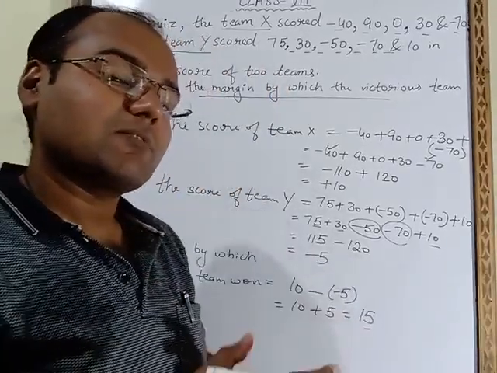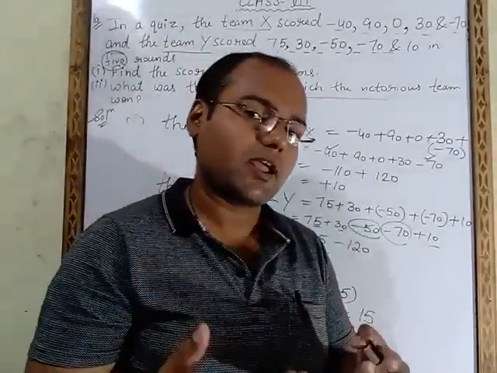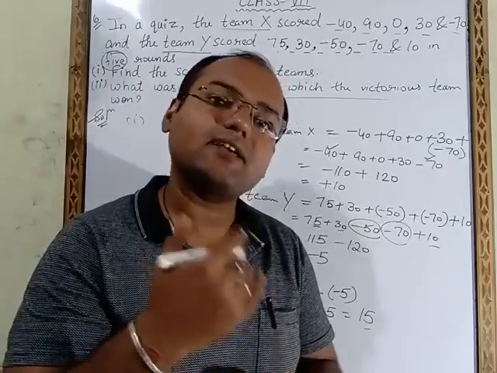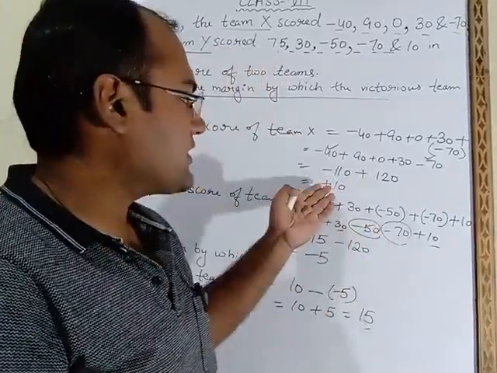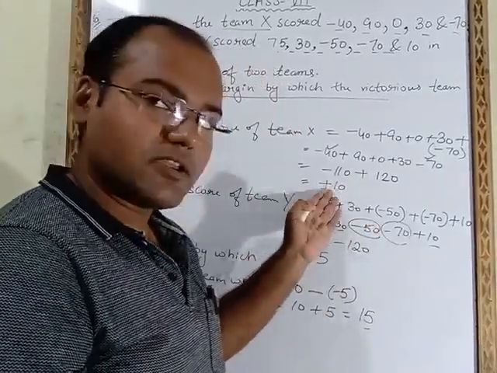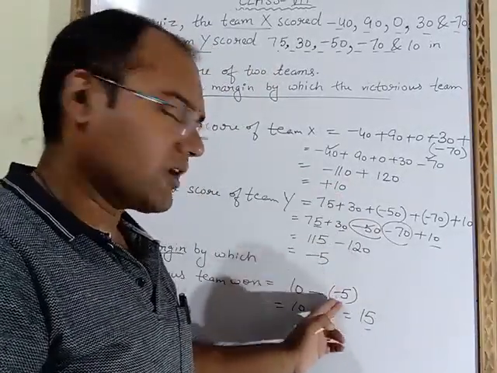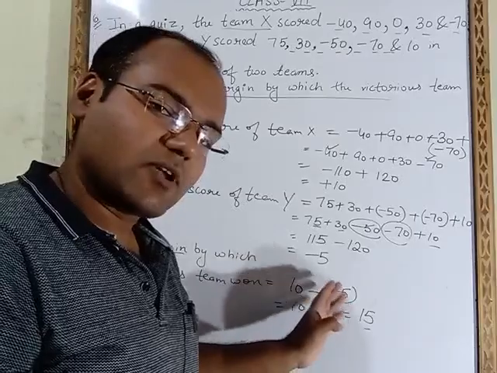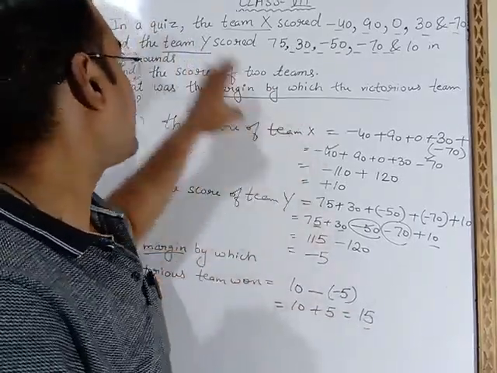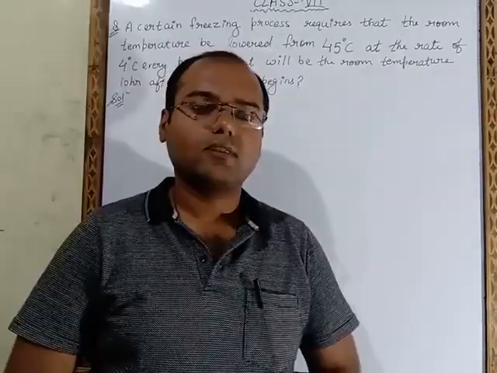So margin means we have to find the difference between the two scores. Difference means minus, and in order to subtract we have to do larger number minus smaller number. Which one is larger? 10 is larger, plus 10, and minus 5 is smaller. So larger number minus smaller number. Two signs are coming together, that's why we have taken here bracket. So like this you have to do this question number 6.